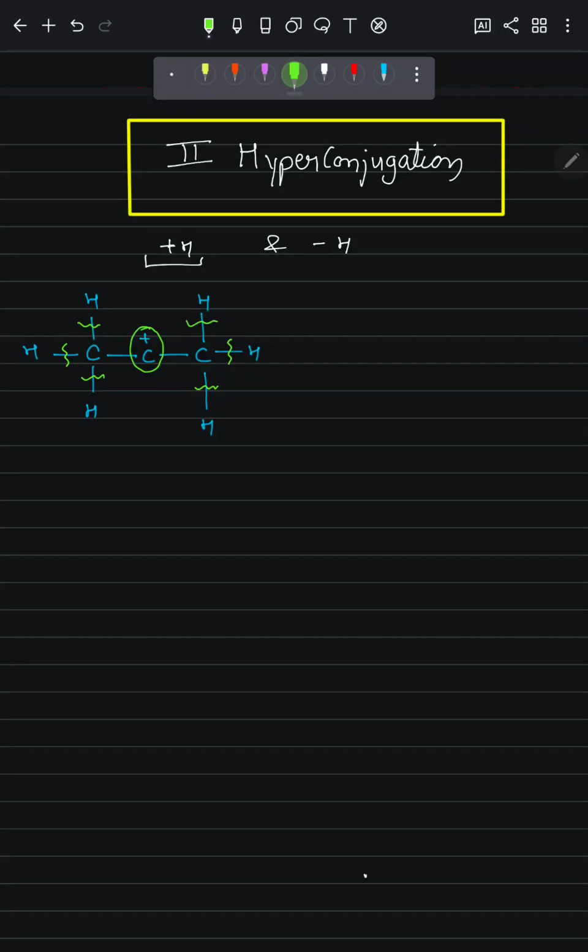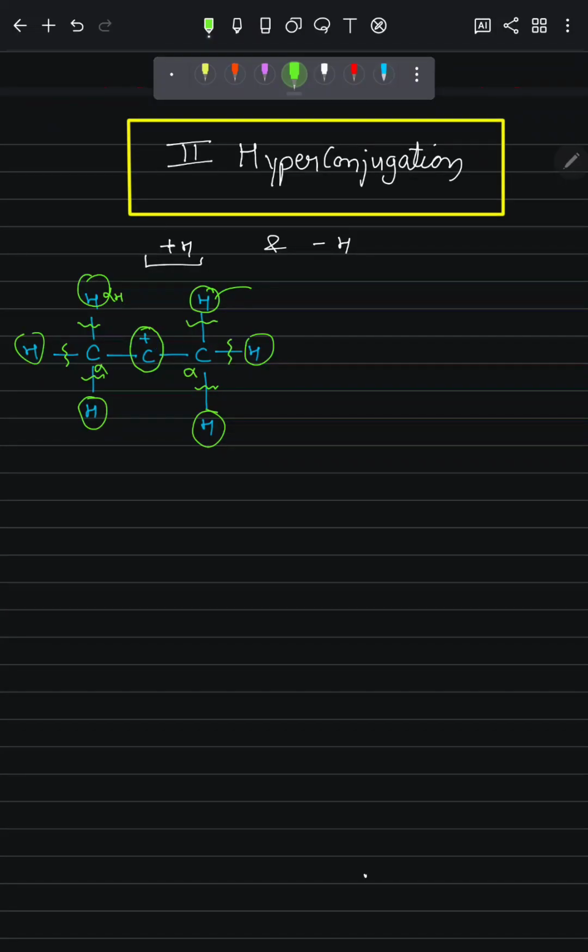let's take an example. So this is a carbon with positive charge and it is electron deficient. So to get this electron density, this hydrogen bond will break, or maybe this, or maybe this, or maybe this, or maybe this, or maybe this. These are all alpha carbons, and these are called alpha hydrogens.